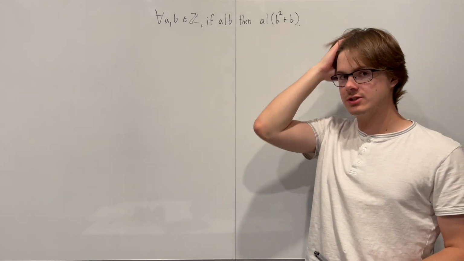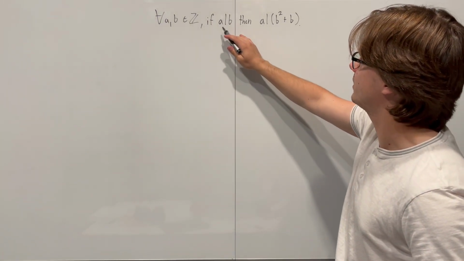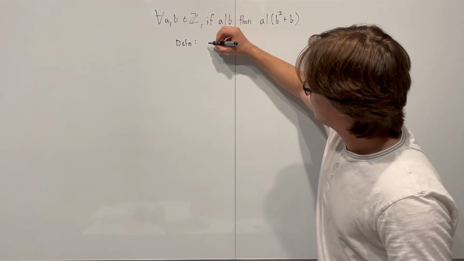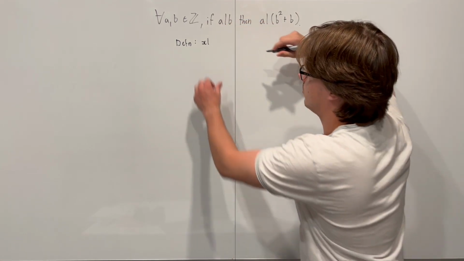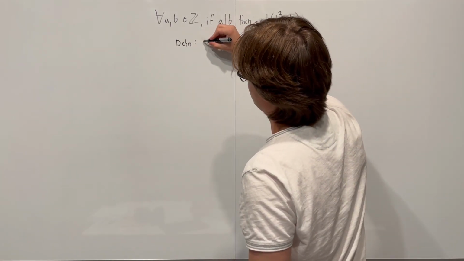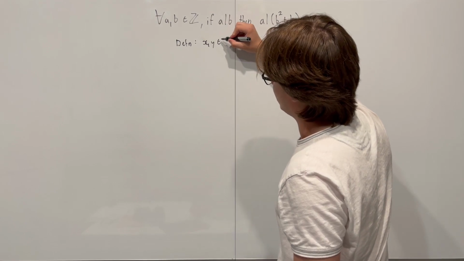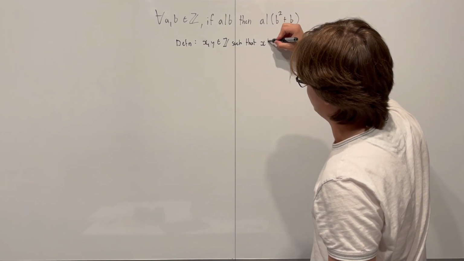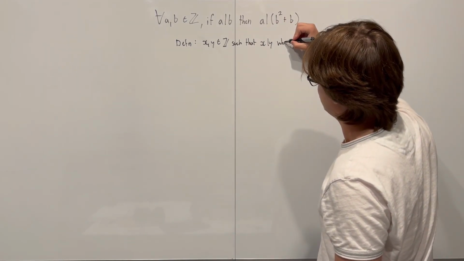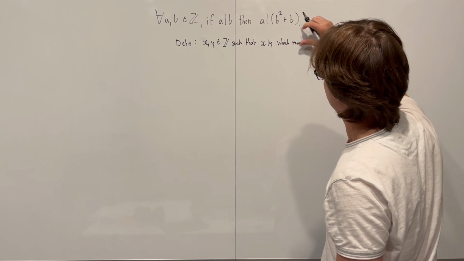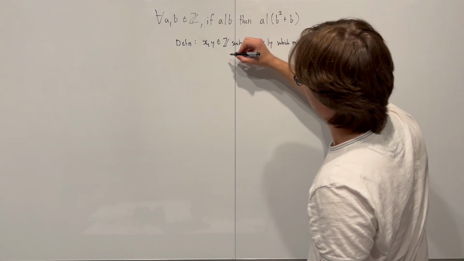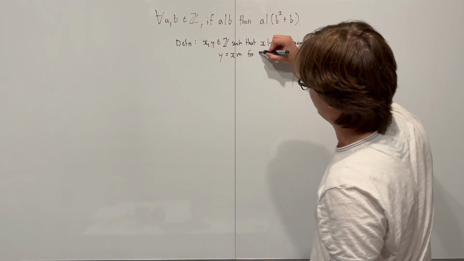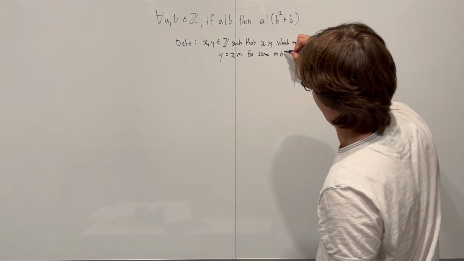Now, right before we start proving this, let's just one more time remind ourselves, what does it mean for something to divide something? Well, the definition is going to be that, we're doing exclusively integers here, so we're going to say x and y are integers such that x divides y, which means y can be written as x times m for some m that's an integer.